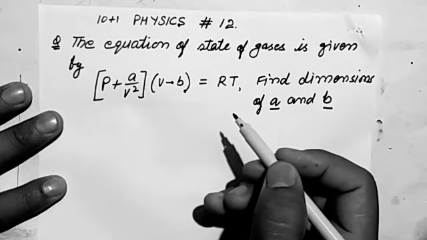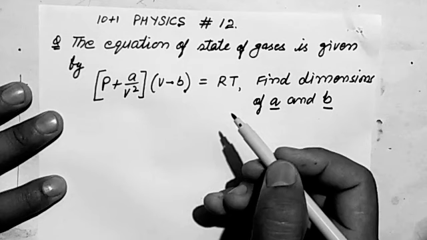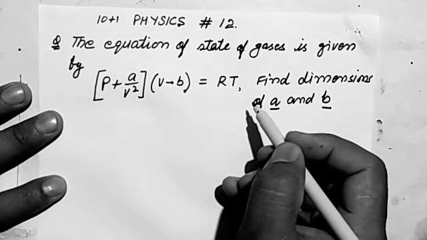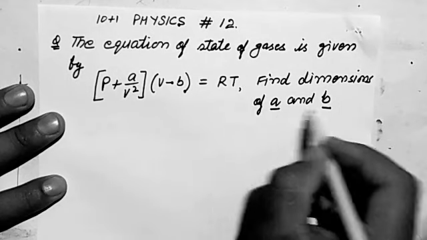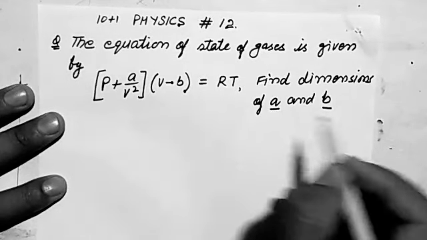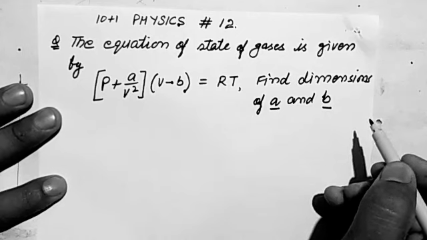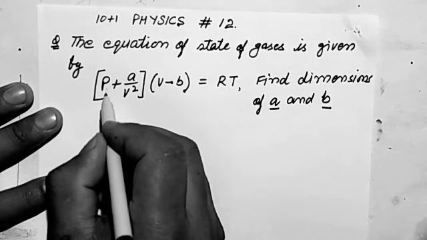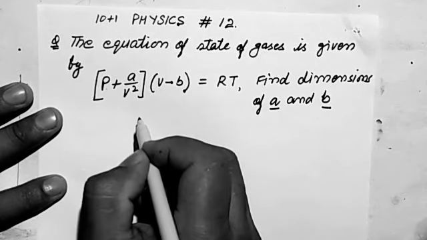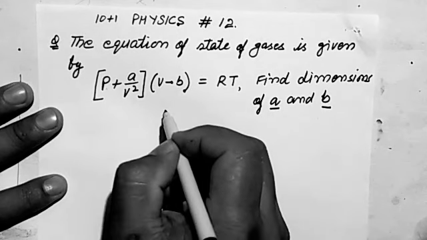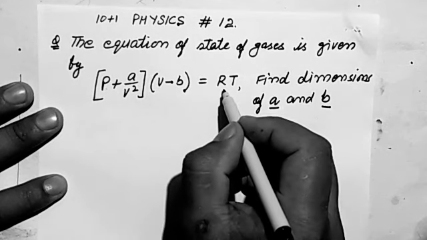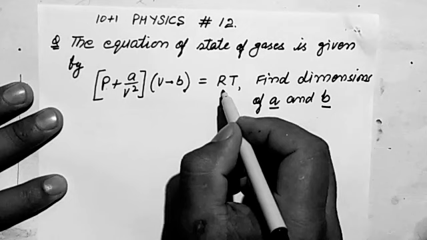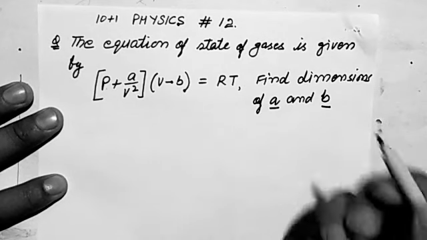So here we are not concerned with this equation. We just have to find the dimensions of constants A and B, where other letters have their usual meaning. In this equation, P is the pressure, V is the volume, here again V is the volume, B is the constant, R is the universal gas constant, and T is the temperature.